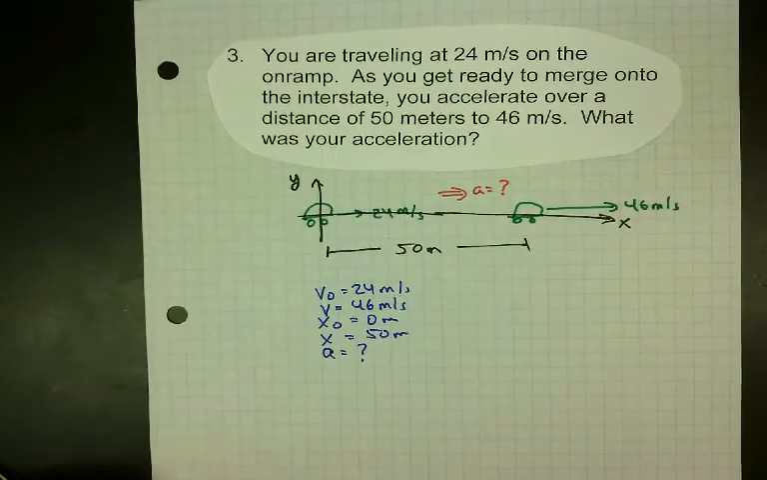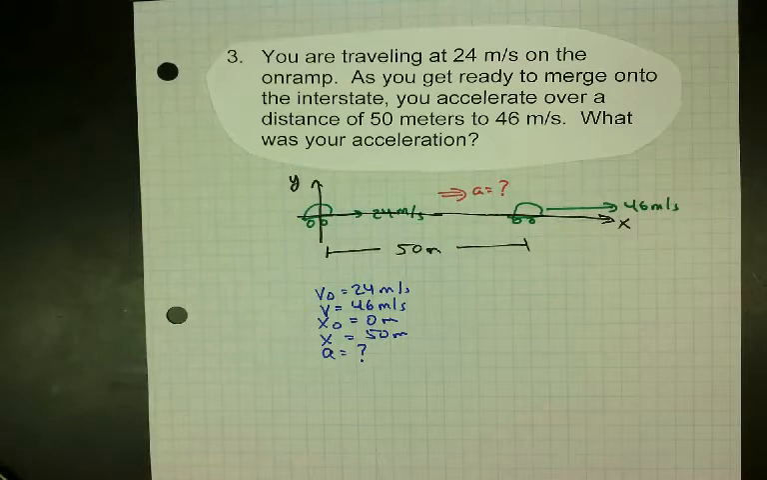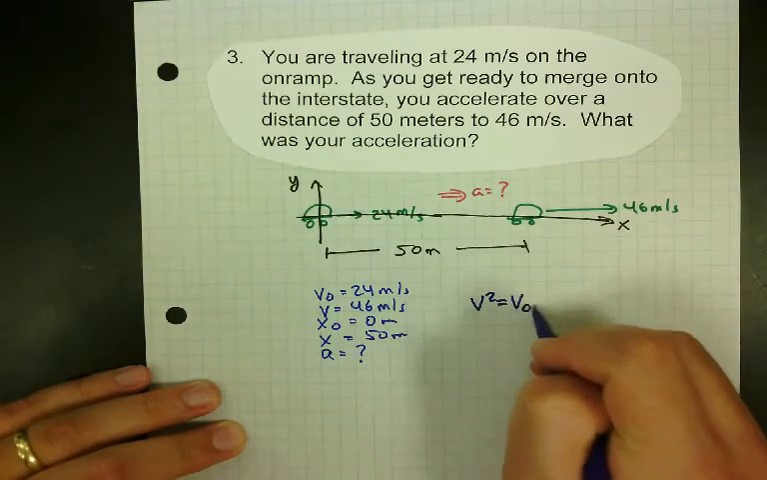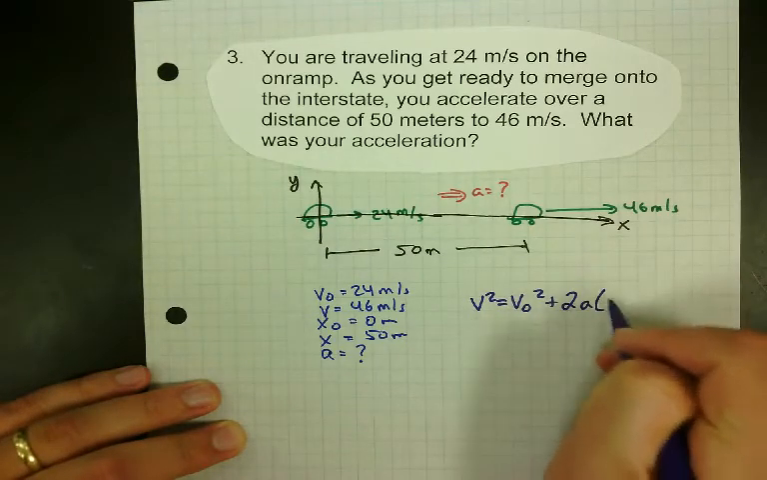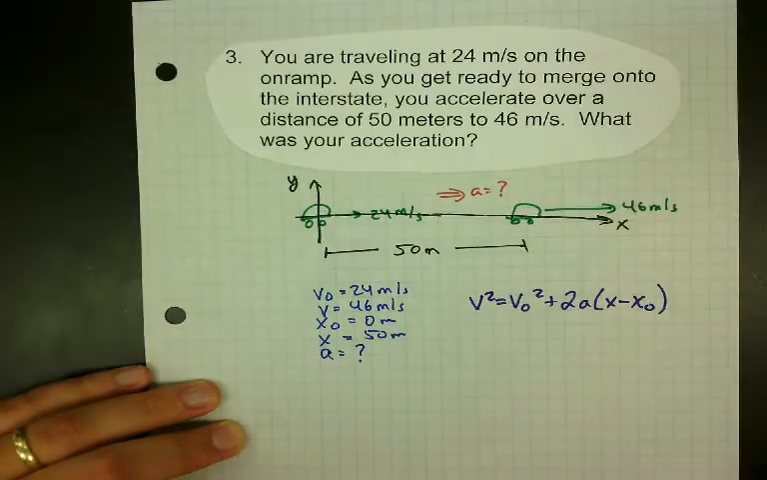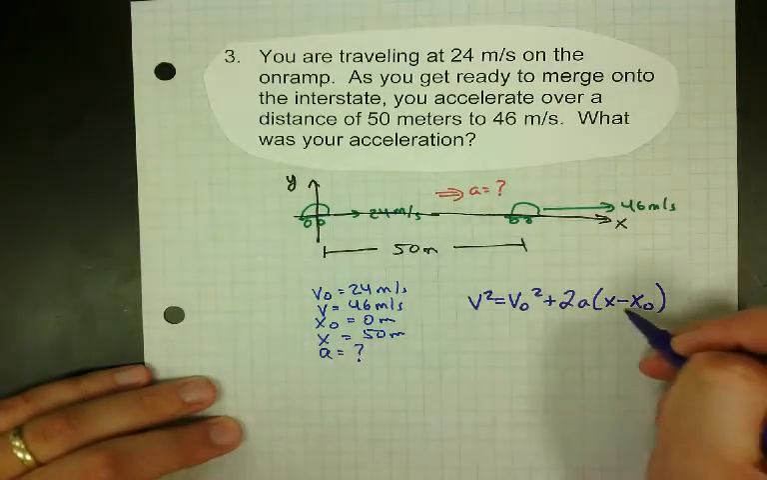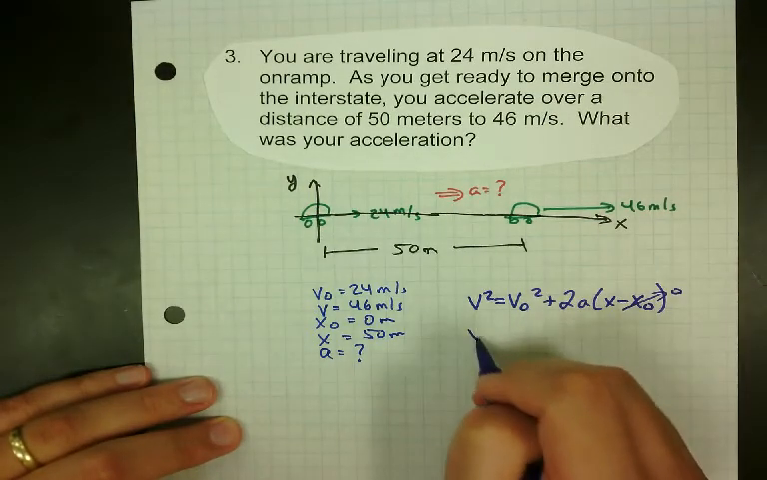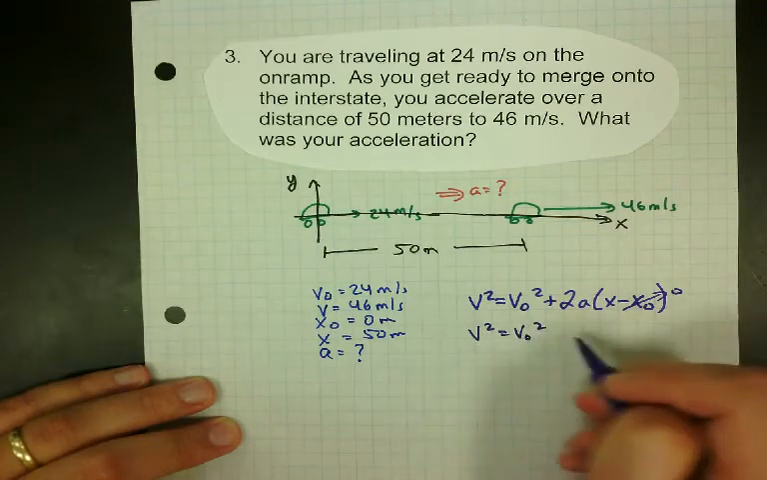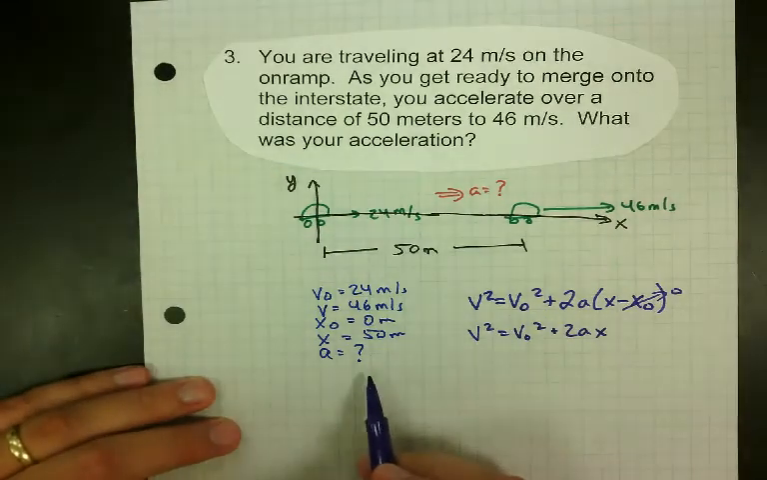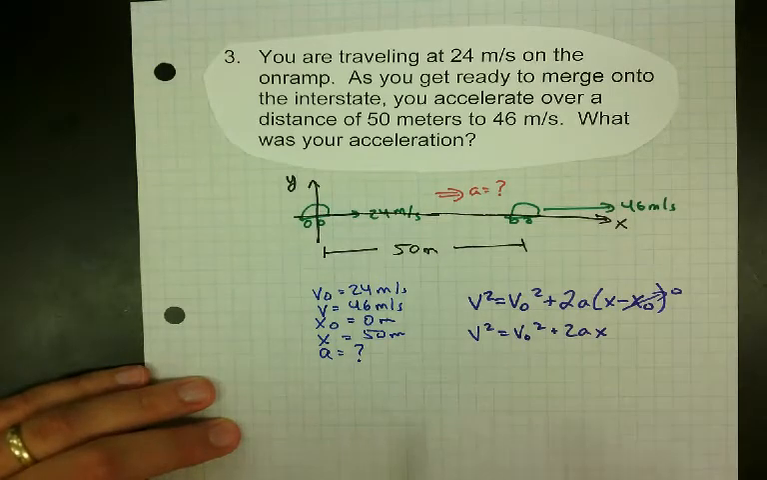All right, what equation has v naught, v, x naught, x, and a? You should see that the only equation that has those in it is, once again, the one that ain't got no time. The reason I wanted to do this one with you is I want to show you some of the simplification you can do. So again, x naught is 0, so I'm just going to cancel that out. So I've got v squared equals v naught squared plus 2ax. And I want to solve this for a. So let's do the algebra.